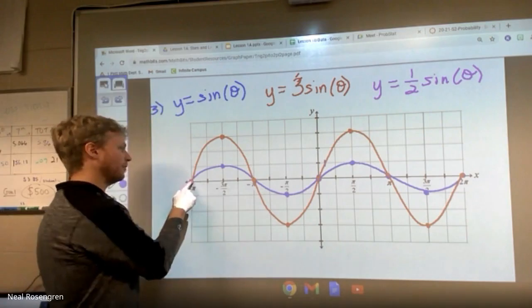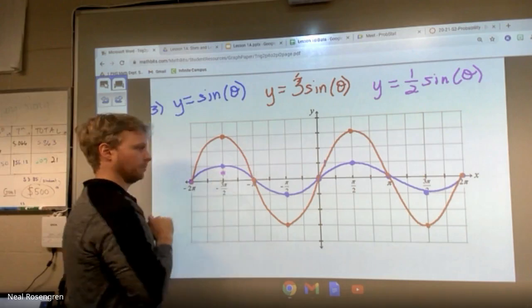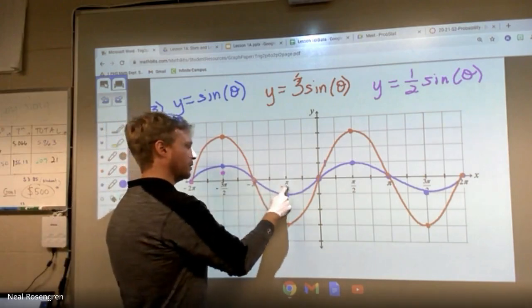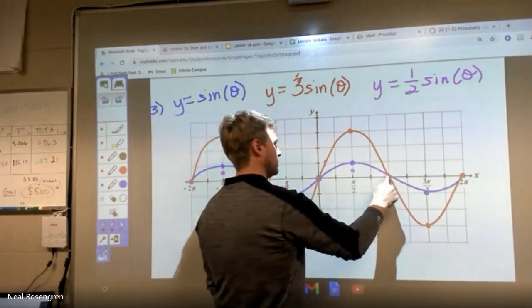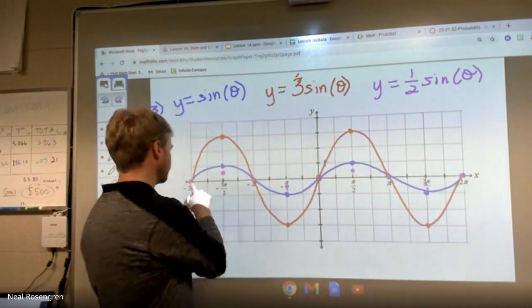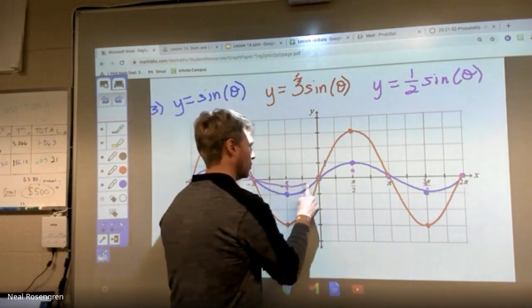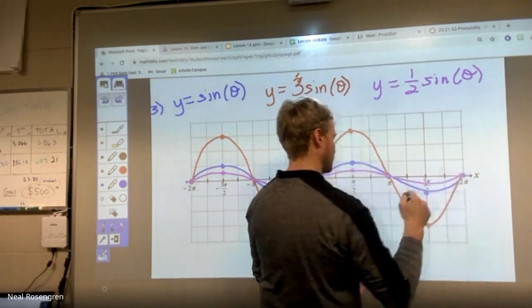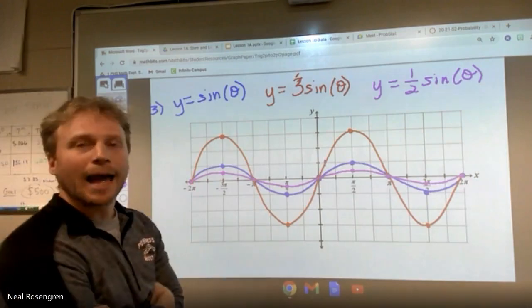0 times 1/2, 0. 1 times 1/2, 1/2. Right? So I'm halfway between 0 and 1. 0, negative 1/2, 0, 1/2, 0, negative 1/2. And I connect from left to right, nice and smooth. So much fun. I love this so much. It looks so cool. I love it. There you go. There's what happens with amplitude.